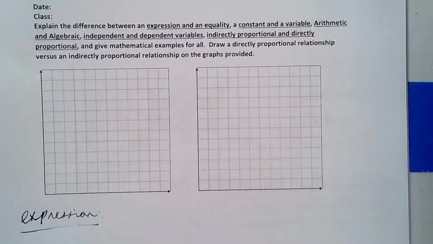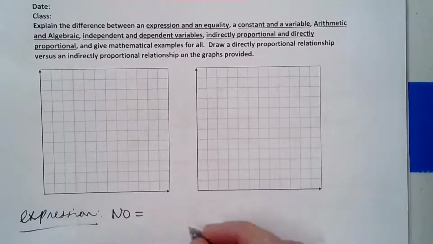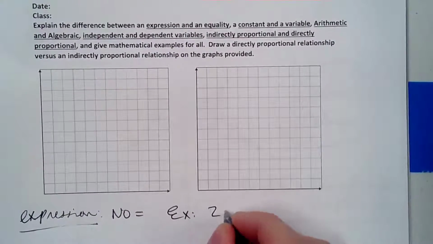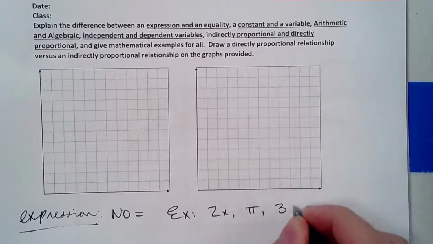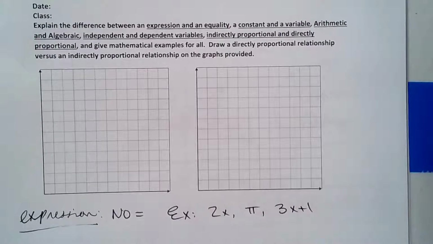Expression. No equal sign, right? An example of that might be 2x, or pi, or 3x plus 1. They're all examples of expressions because they have no equal sign. They're just ideas. It's like blue kite, red ball. It's very mystical and poetic.